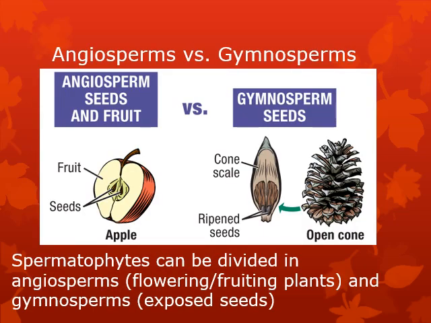Broadly speaking, there are two types of spermatophytes. There are angiosperms, and there are gymnosperms. The angiosperms are the flowering plants, the fruiting plants. The gymnosperms all have these exposed seeds. So when you think of angiosperms, think of anything that makes a flower, anything that makes a fruit. Gymnosperms, anything that makes a cone.